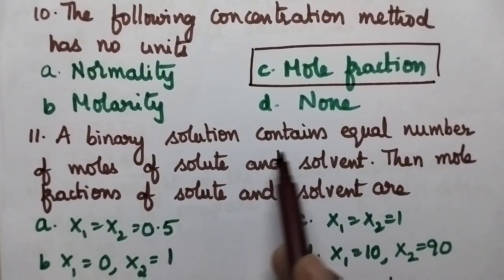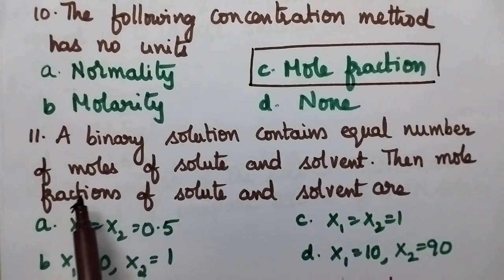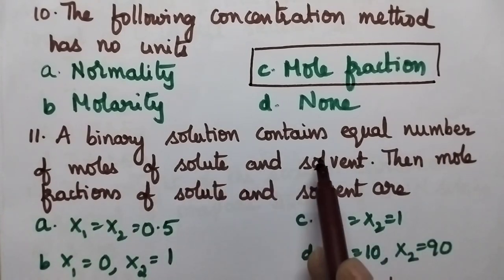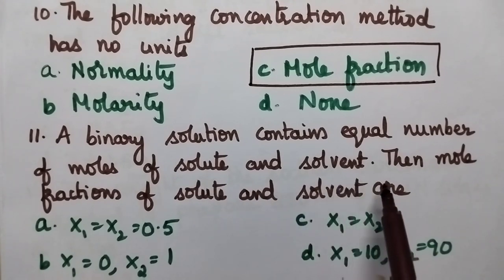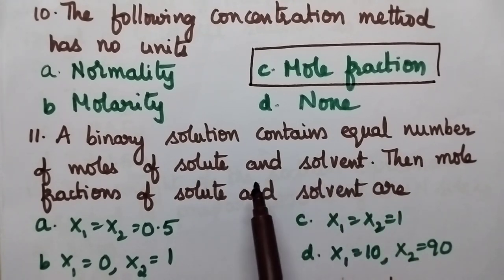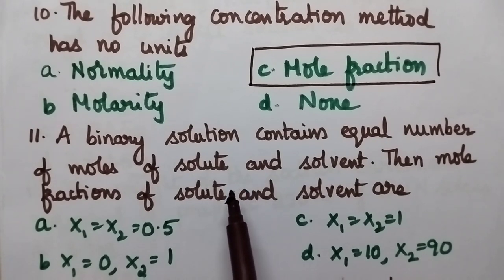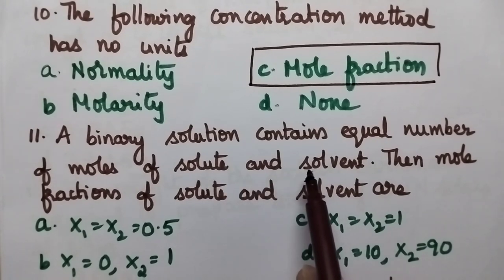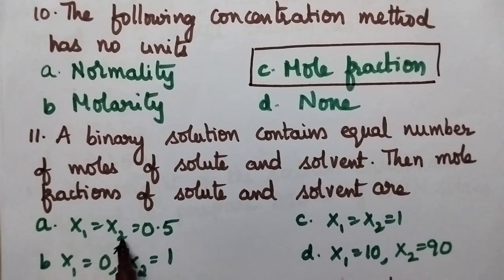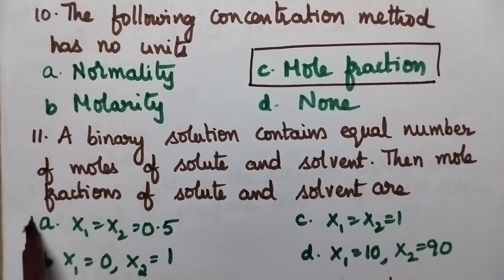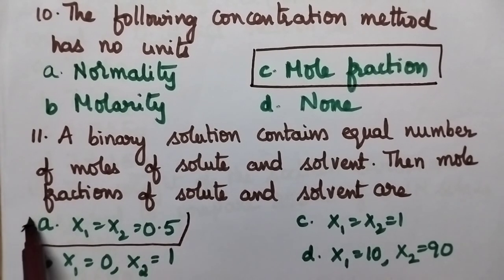A binary solution contains equal number of moles of the solute and solvent. Then mole fraction of the solute and solvent are. So in the case of a binary solution, the sum of the mole fractions of solute and solvent is equal to 1. Here the number of moles are equal. That means x1 is equal to x2 equal to 0.5. So option A is the right answer.